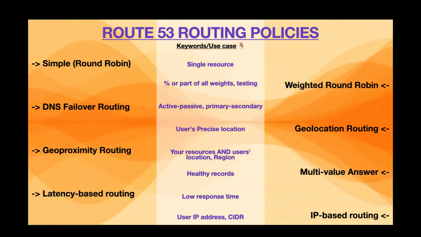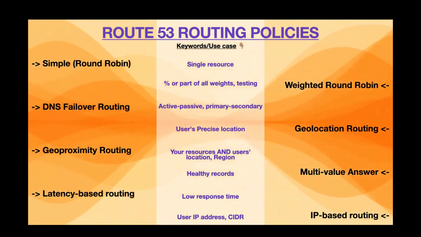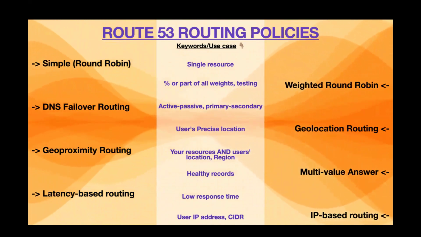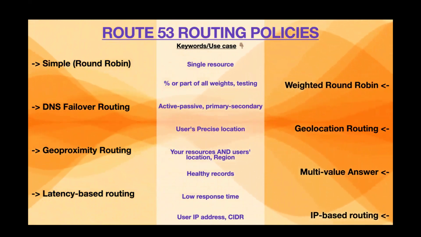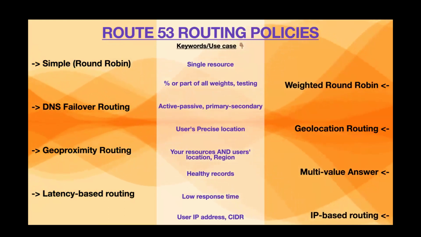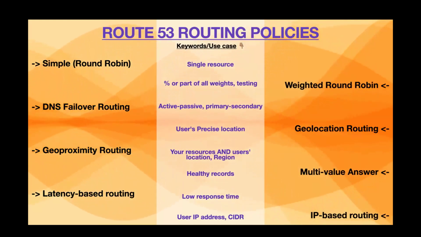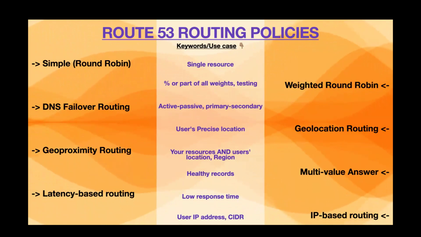And geoproximity routing has to do with your resources, your AWS resources or on-prem resources, and the user's location. So that's the difference between geolocation routing and geoproximity routing. For geolocation routing, it's solely based on the user's precise location. That's how you set it. But with geoproximity routing, it considers your resources, and it considers your user's location too.